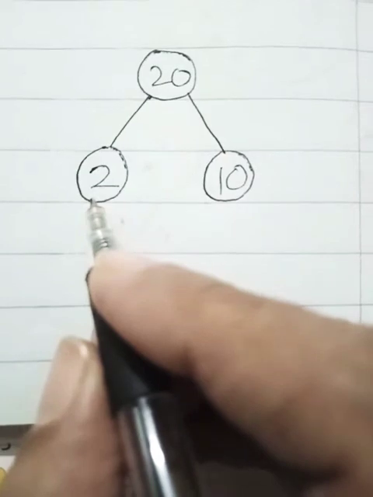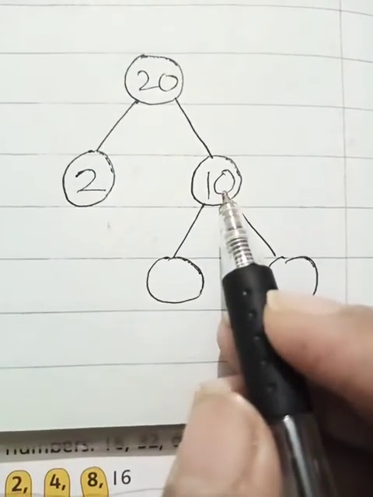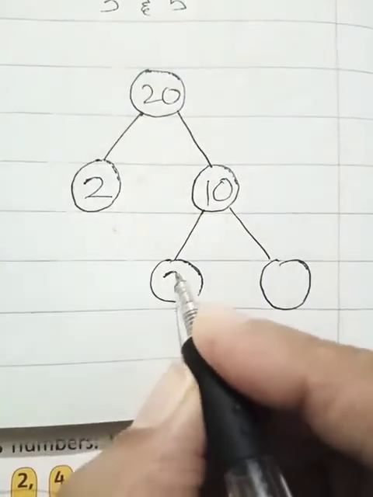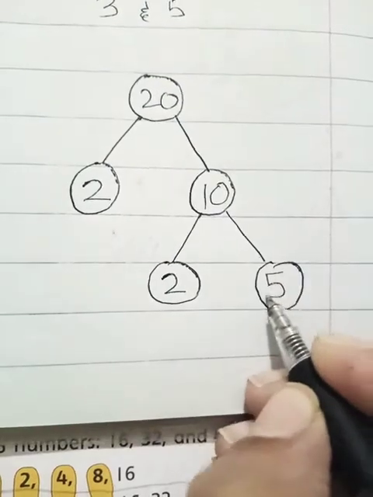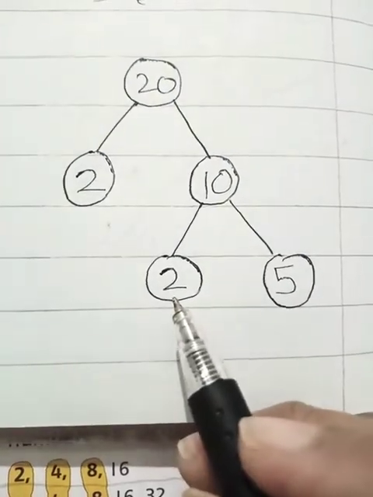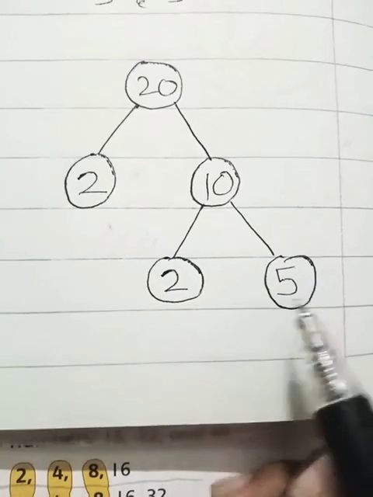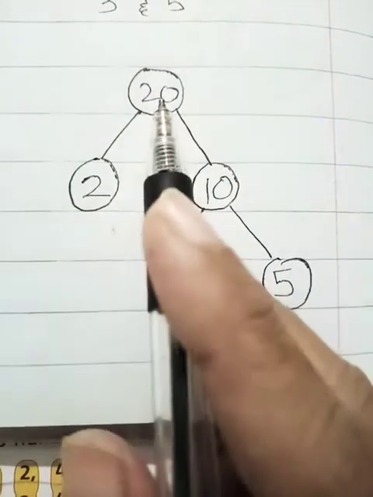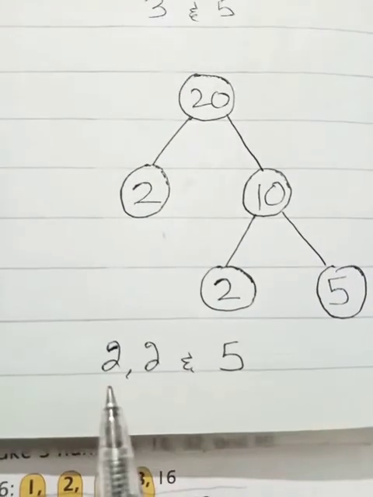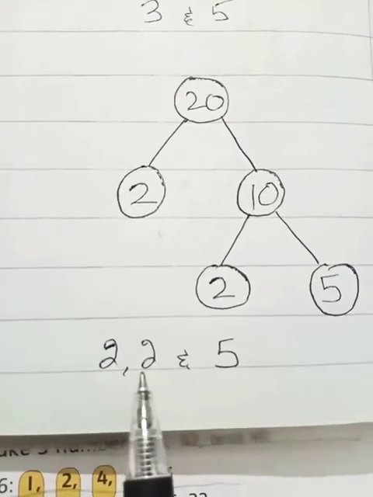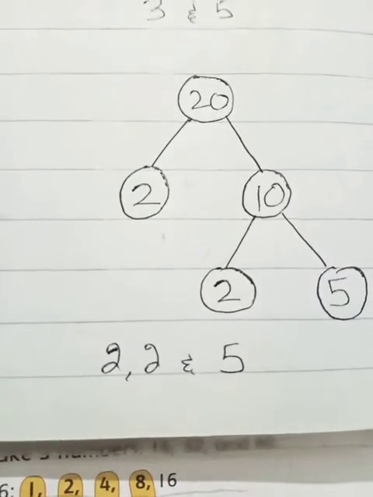Now here 2 is a prime factor, but 10 is a composite number, so we will further divide it into prime factors. Okay, now 10 is an even number, so we'll start with 2. 2 5s are 10. Now 2 is a prime number, 5 is a prime number, so it means this is the end of our question. So the prime factors of 20 are 2, 2 and 5. Okay, 2 2s are 4, 4 5s are 20.